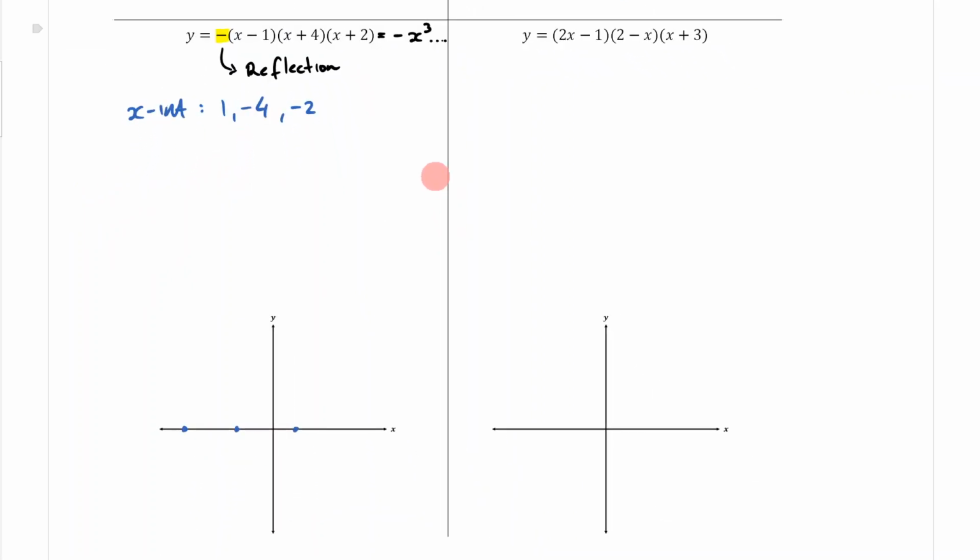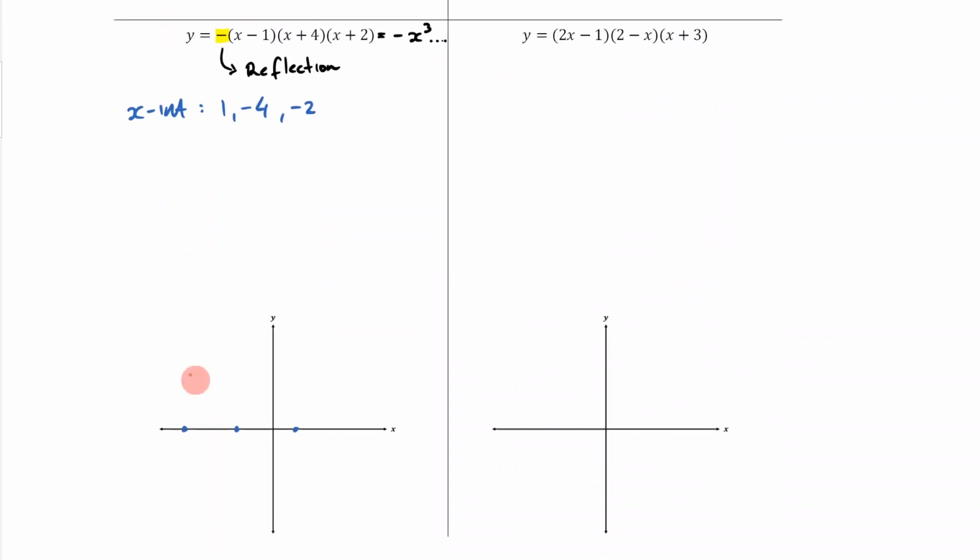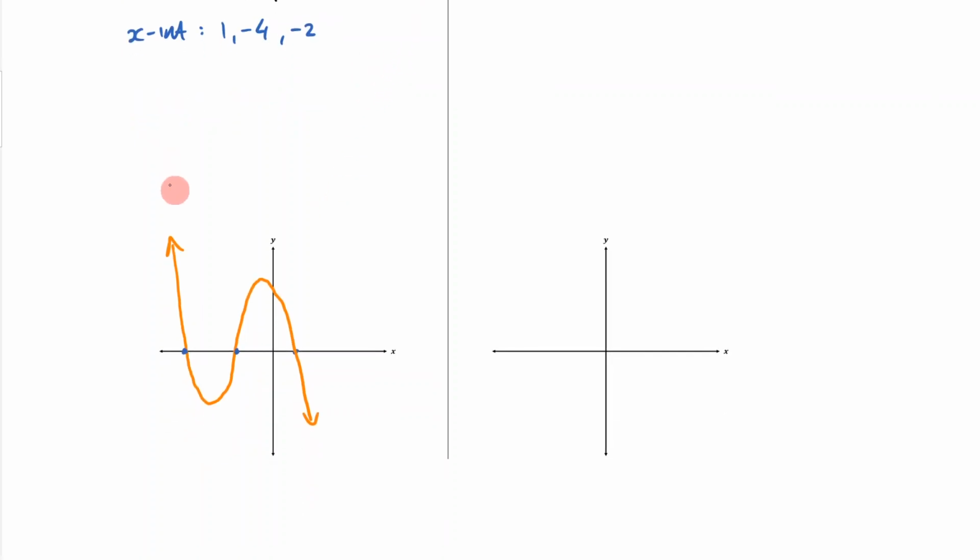So that means when I come to draw this now, unlike my previous two examples where I went up, then down, then up, I'm going to go down, then up, then down. My graph is going to look like this because it's reflected, because I have this -x cubed if I was to expand it. So let's quickly label this -4, 0, -2, 0, and 1, 0.